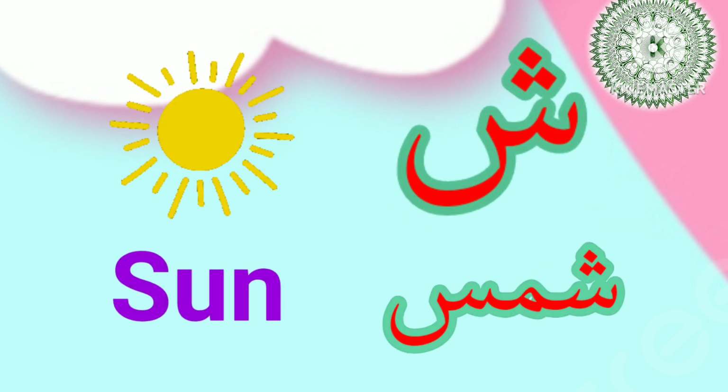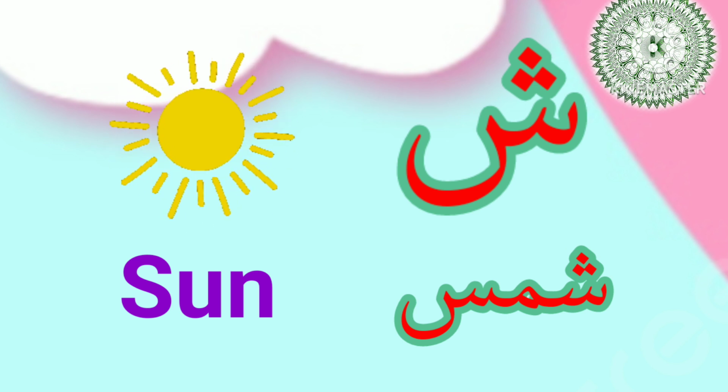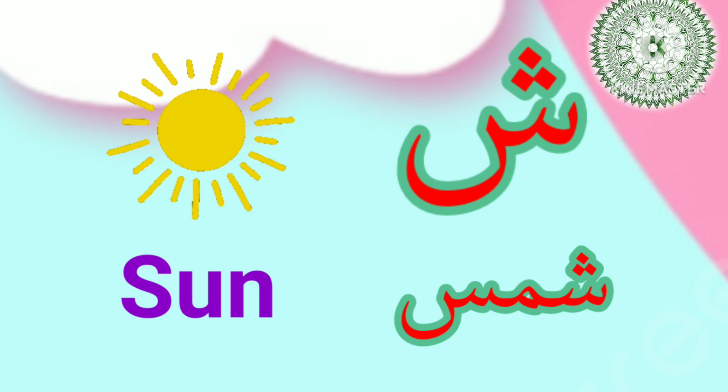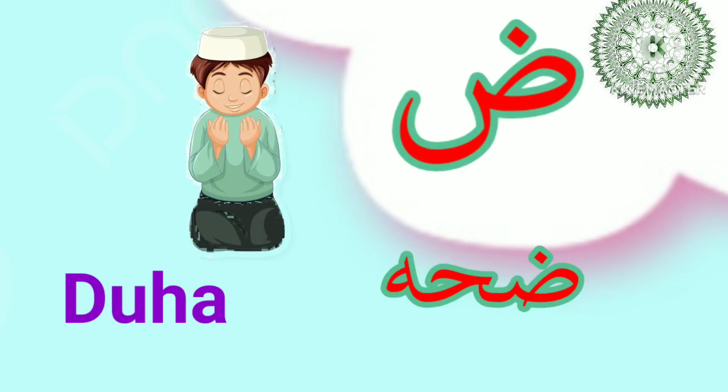Shin. Shin is for Shams. Shams means sun. Sad. Sad is for Salat. Salat means prayer. Dad. Dad is for Daha. Daha is the prayer after the sun rising.